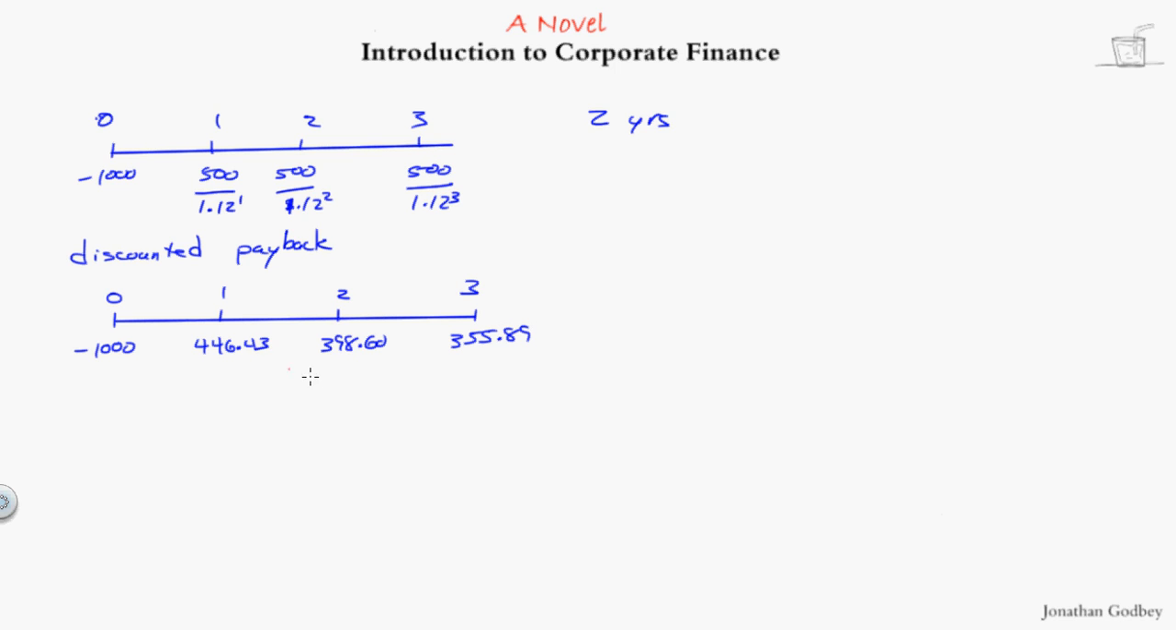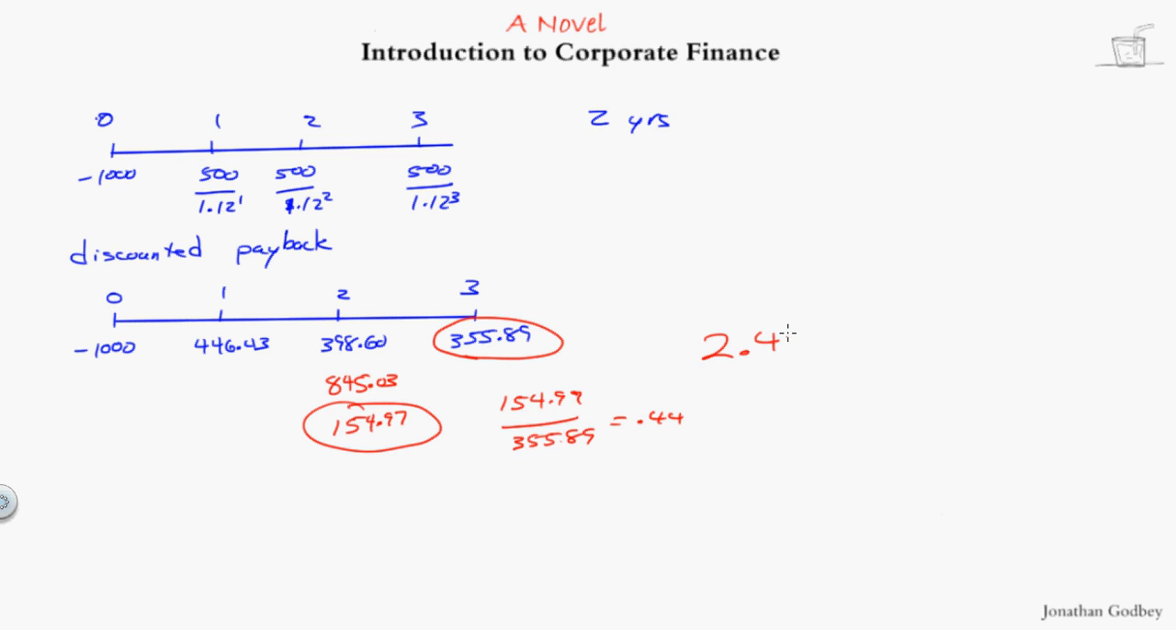Well, after 2 years, I now have 845.03. So adding these two numbers together, 845.03, I still need to get 154.97. So to get back to 1,000, I need another 154.97. In year 3, I get this amount, 355.89. So 154.97 over 355.89 is equal to 0.44. So my payback, my discounted payback, is 2.44 years.